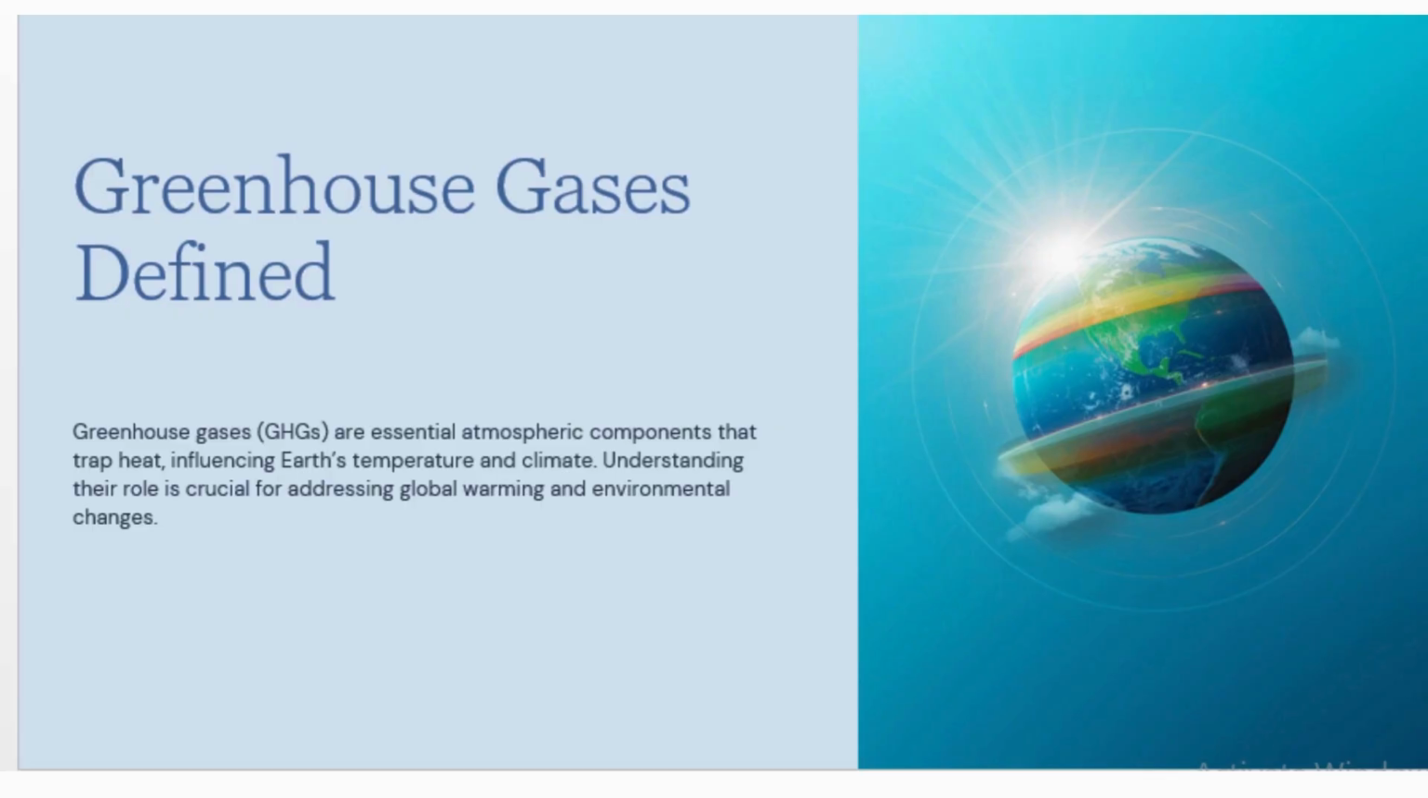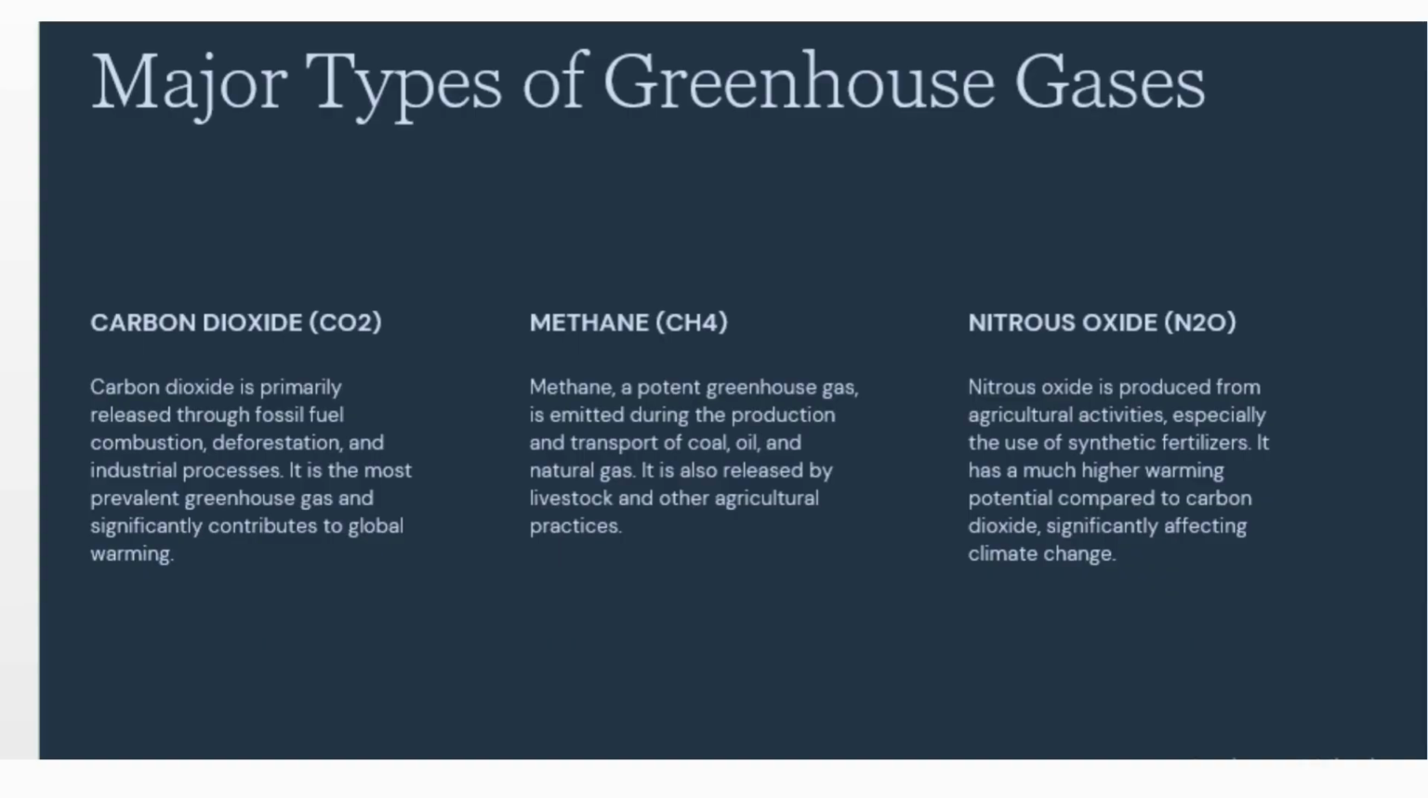ecosystem. Greenhouse gases can be defined as essential atmospheric components that trap heat, influencing the Earth's temperature and climate. Understanding their role is crucial for addressing global warming and environmental changes.